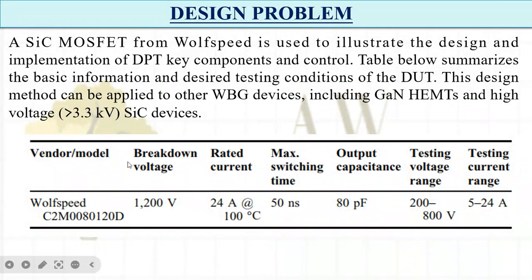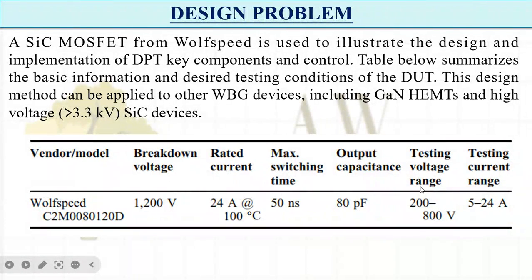For silicon carbide devices, whatever data I need from the data sheet is what I have taken here, and with this we will design. The data given is the vendor and model name and the breakdown voltage. This device has a breakdown voltage of up to 1200 volts. The rated current in the device is 24 ampere at 100 degrees Celsius. The switching time of the device is 50 nanoseconds. The output capacitance of the device is 80 picofarad.